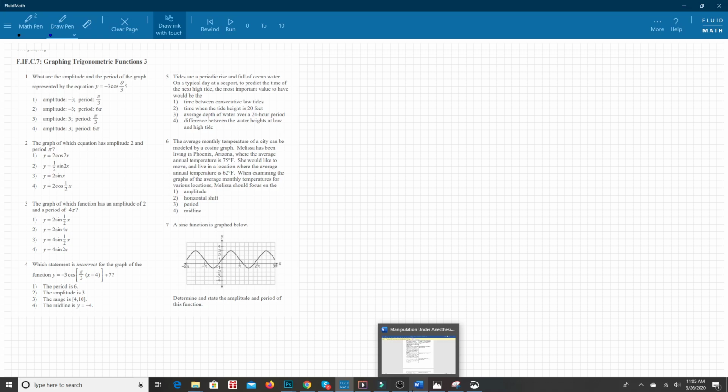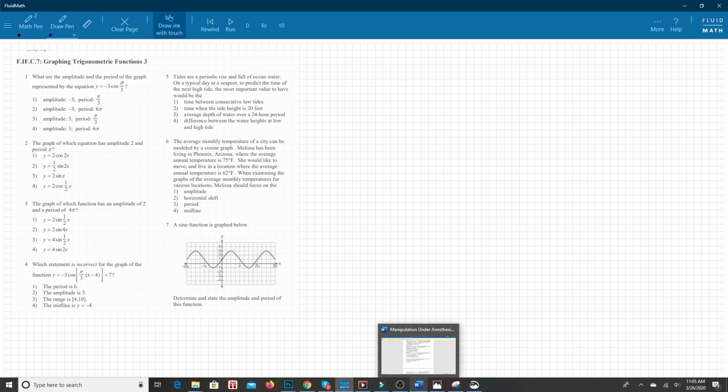In any regards, let me get on with this. So it's graphing trigonometric functions 3. First question to ask: what are the amplitude and the period of the graph represented by the equation y equals -3 cosine theta over 3?